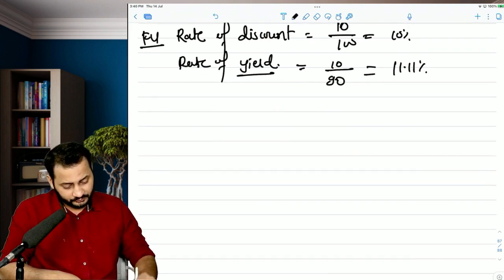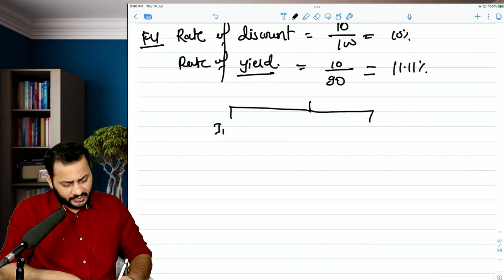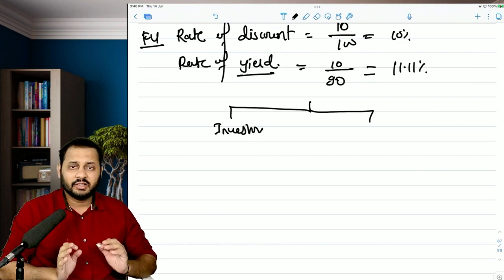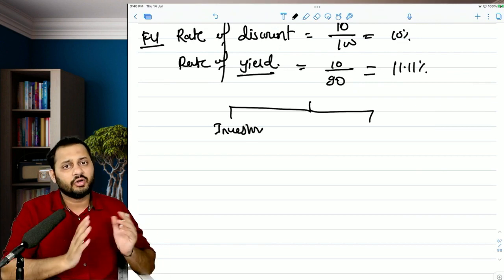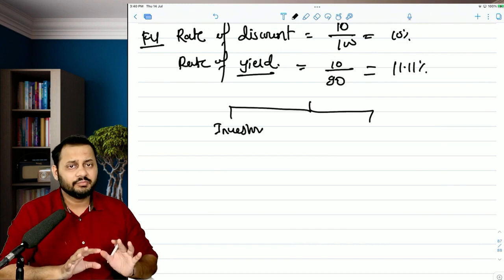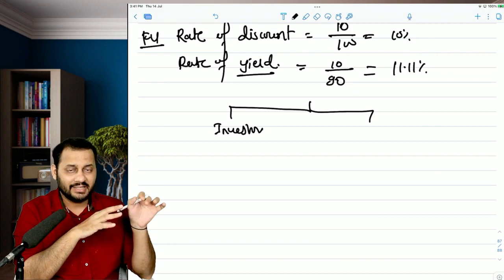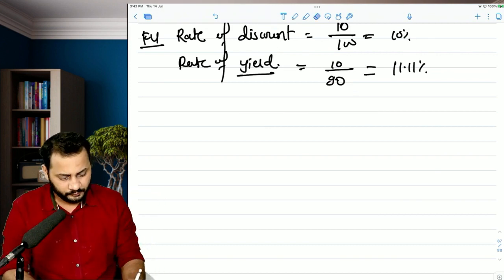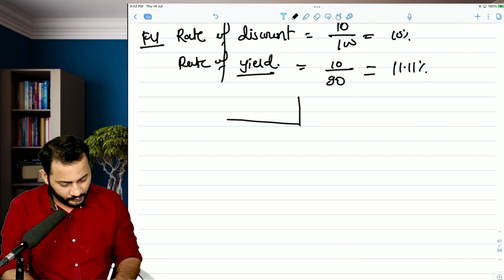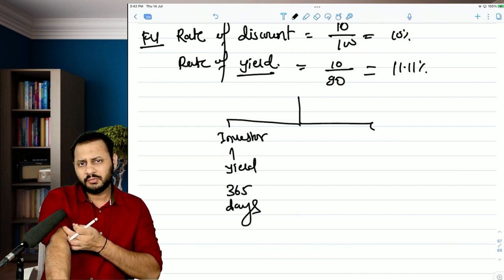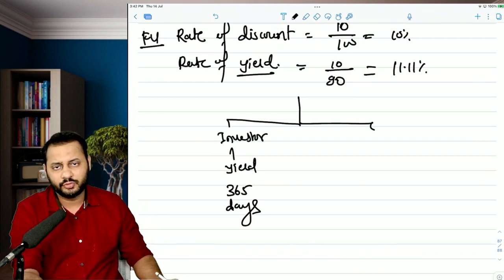Understood? Okay, next thing. Whenever an investor calculates a rate, normally this is a practice which is being followed. You can follow it in the exam or not, but at some places you will find this thing. Whenever an investor will calculate his yield, normally he will take 365 days in a year. But there is one standard practice which is followed by most of the banks.